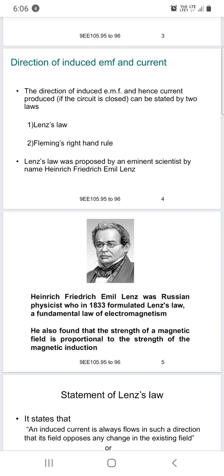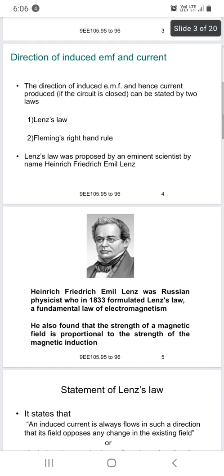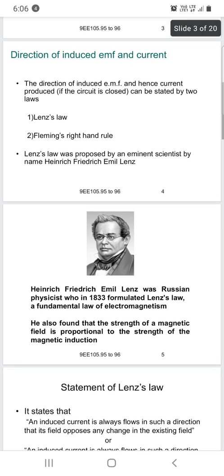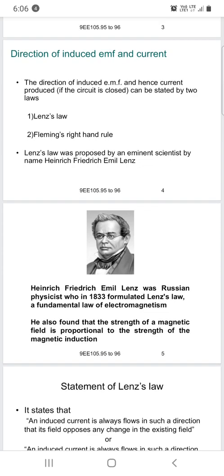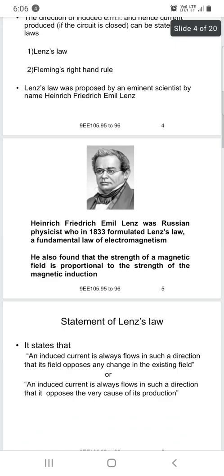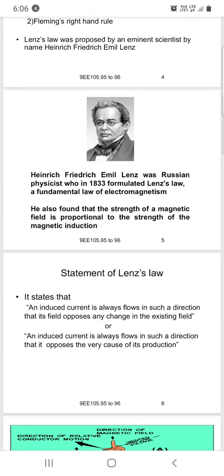What is Lenz's law? Lenz's law was proposed by the eminent scientist Heinrich Friedrich Lenz. He is a famous Russian physics scientist who formulated Lenz's law in 1933, a fundamental law of electromagnetism.